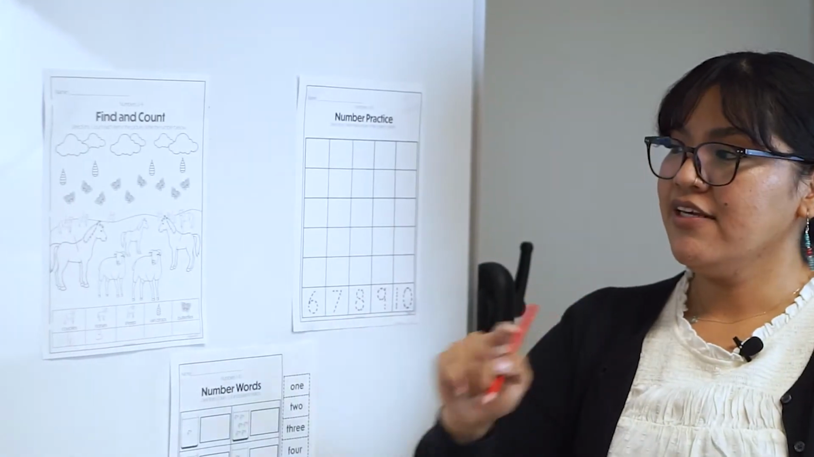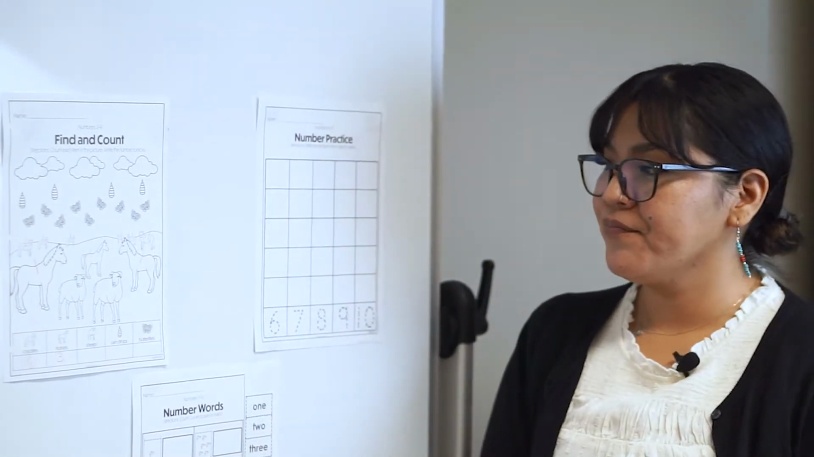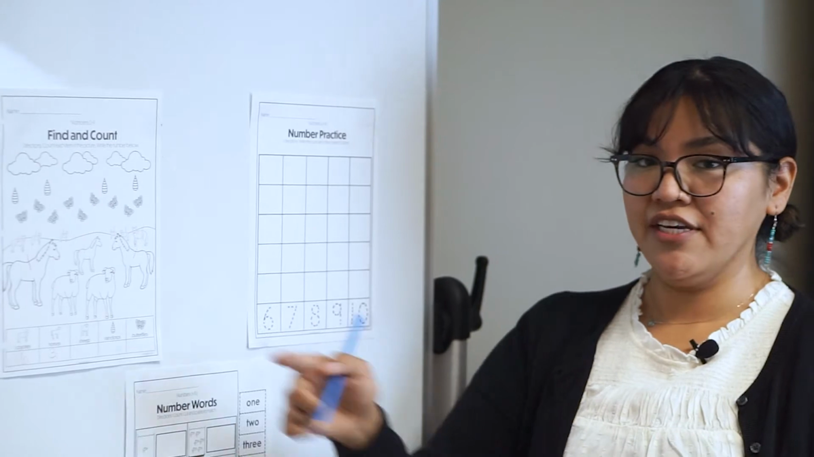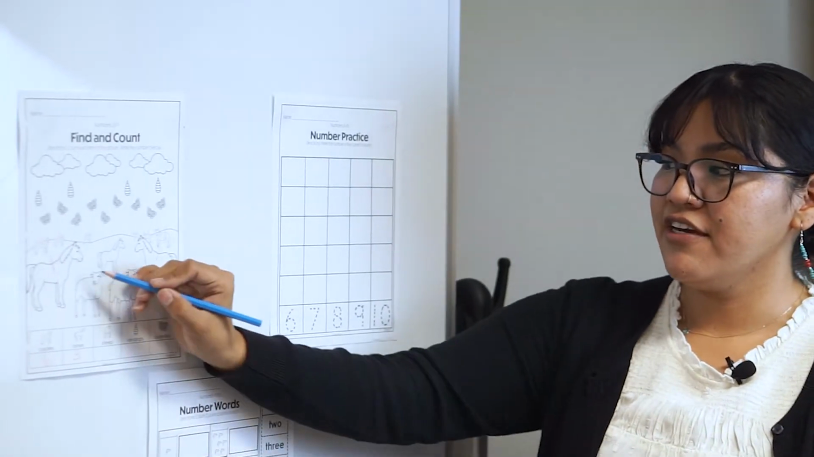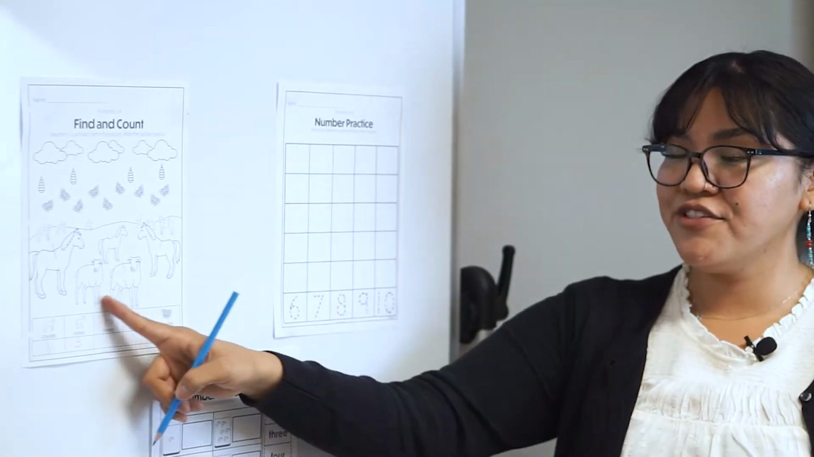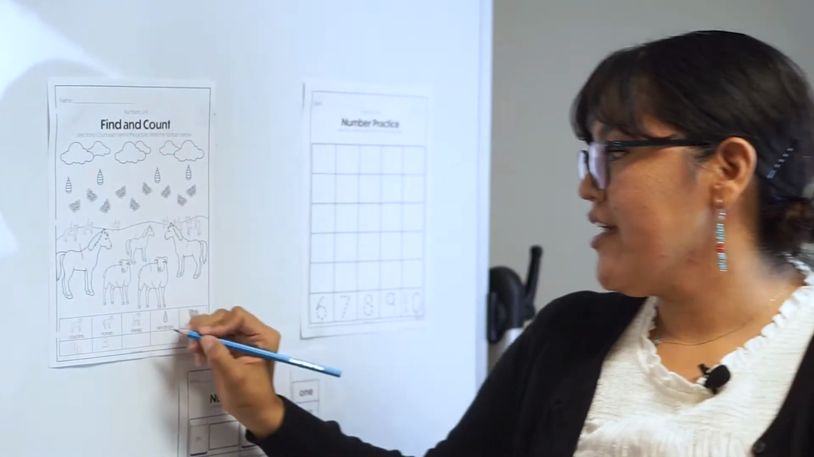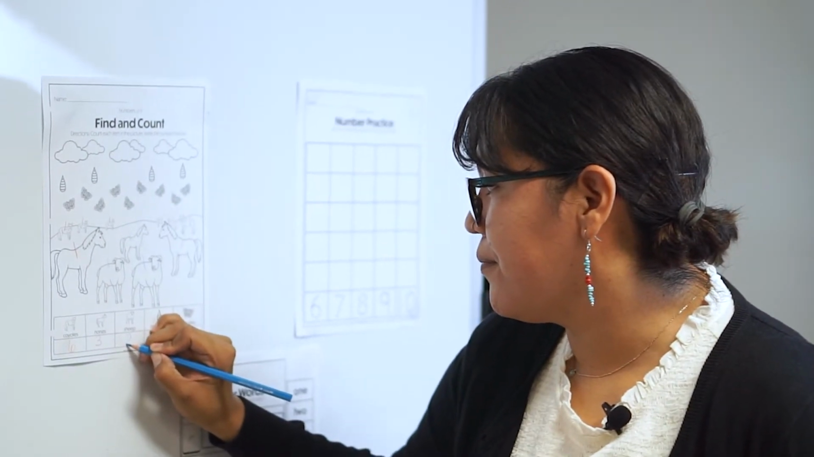Sheep. Let's count how many sheep we see. I'm going to use the color blue. So, how many sheep do you see on this worksheet? We have 1, and we have 2. There's 2 sheep. So we're going to write the number 2.